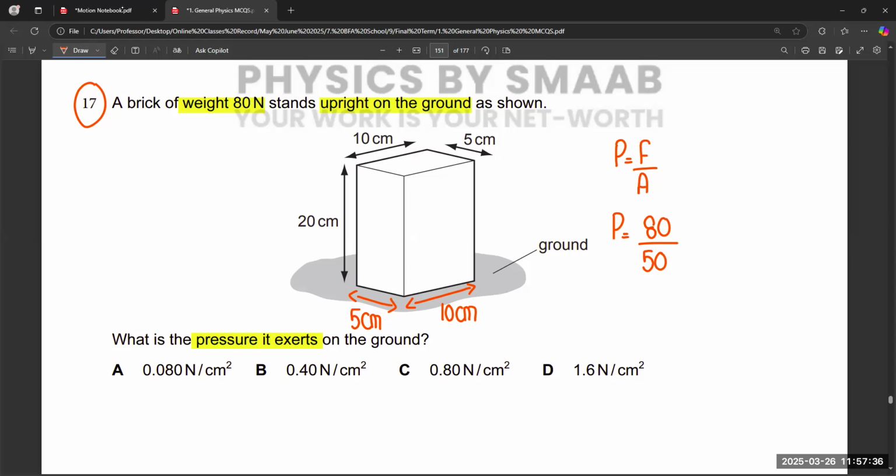Sir, the correct option would be D, right? Yes, sir. B, 1.6 Newton per centimeter square.